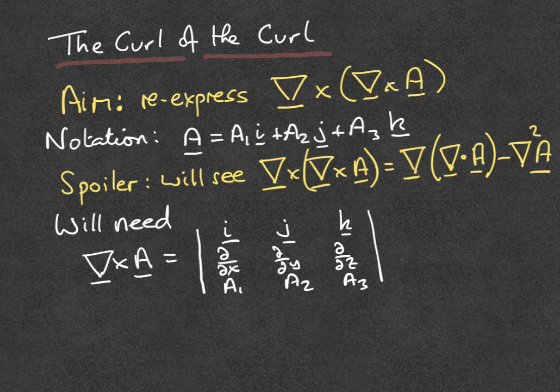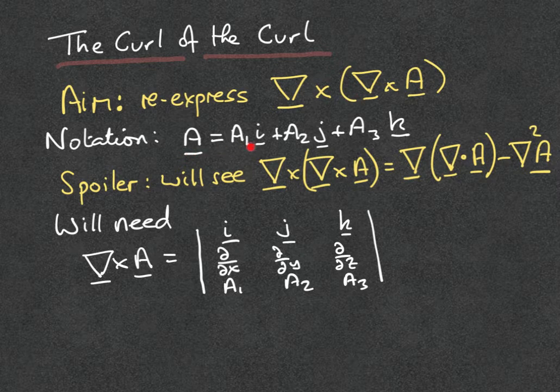So in this video, what I want to do is to consider the curl of the curl. So we have a vector field that I'm choosing to call A, and we take its curl, that gives us a vector field, and then we take the curl again, and we will obtain overall a vector field. And I want to obtain an expression for it.